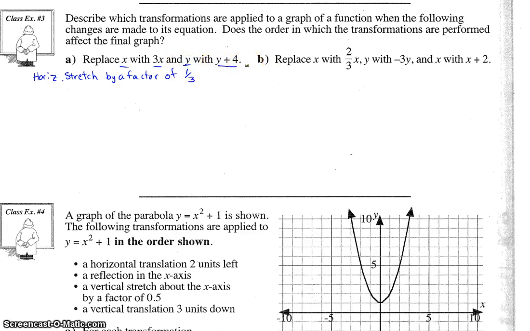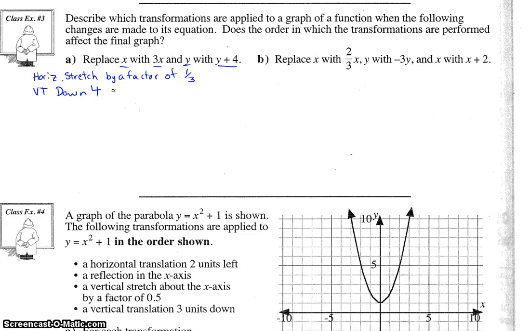Okay, and then we replace y with y plus 4. So we're talking y, that's going to be something vertical. We're replacing it with y plus 4. So the plus and minuses were the translations. So this is going to be, if you want, you can put vertical translation. You don't have to. Obviously, if you say up or down, it's vertical. Y with y plus 4. Remember, upside down and backwards. So this one's backwards. You would think up 4. It's actually down 4. Good.